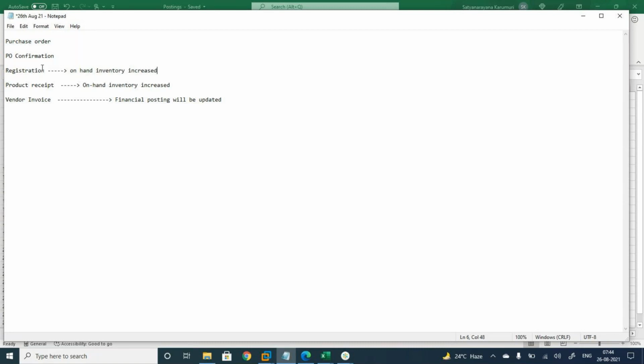Now, at the time of registration the on-hand inventory will be increased, or at the time of product receipt the on-hand product inventory is updated, or if you are skipping these two, at the time of invoice. I am doing an amendment here. At the time of product receipt, temporary financial postings will be done.